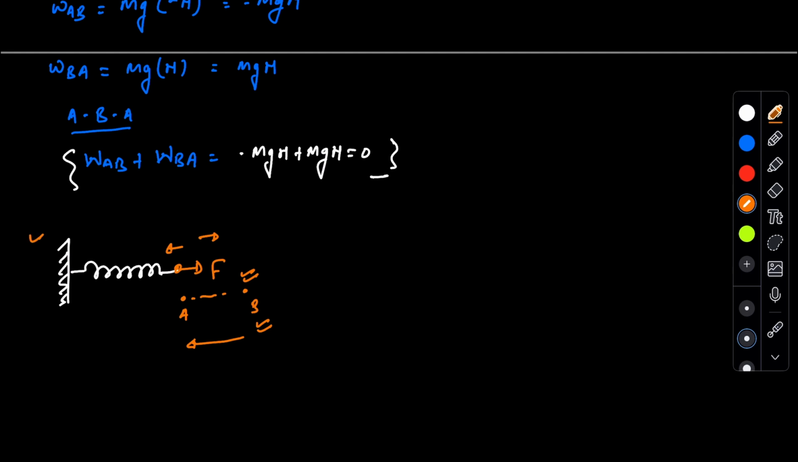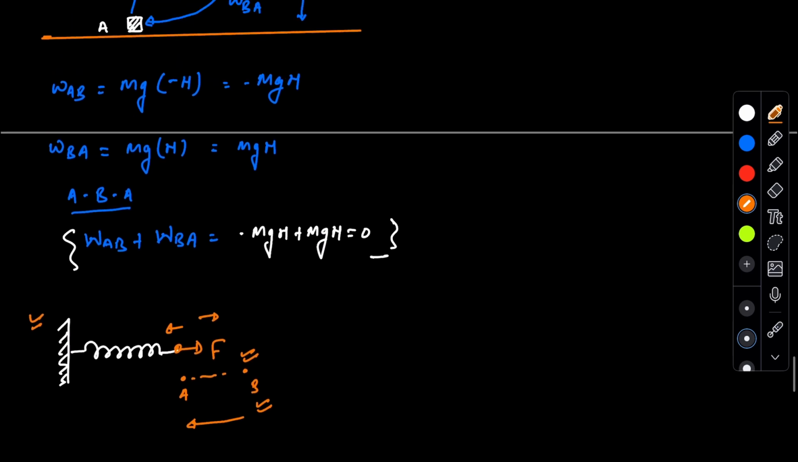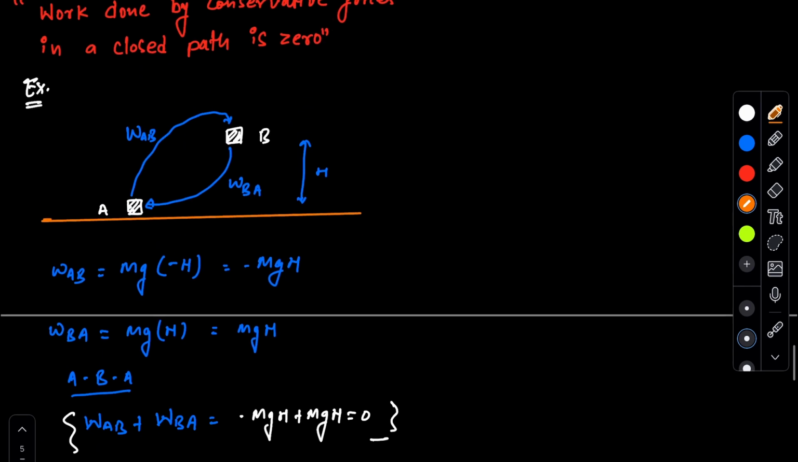So for the spring force, we can understand that the work done by the spring force is going to be 0 in the closed path. That's why it is a conservative force, right? So this is how we can understand this. Now this is how we can do it for each kind of conservative force. You can again prove this for the electrostatic force. The work done in a closed path will be 0, or work done will be independent of the path.